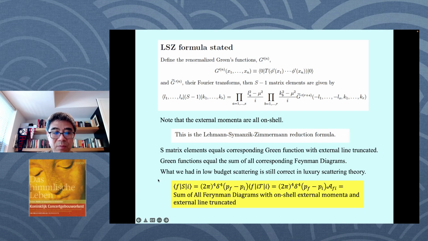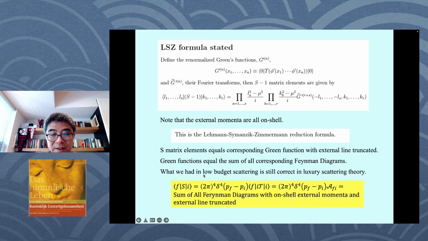The bottom line is simple. The S matrix element, according to LSZ, equals the corresponding Green function with external line truncated, or I should add, the on-shell Green function with external line truncated. And remember the answer to question 1 tells you that the Green function equals the sum of all corresponding Feynman diagrams. So if you put these two things together, that means the S matrix element will be equal to the Feynman diagrams.